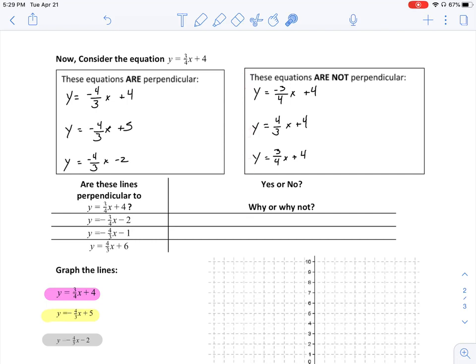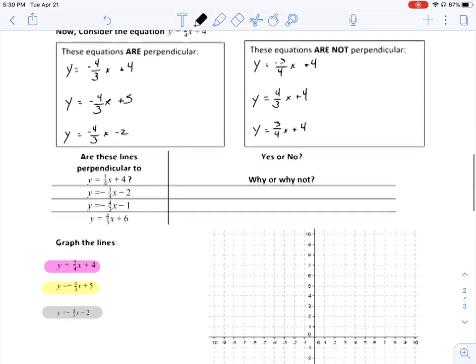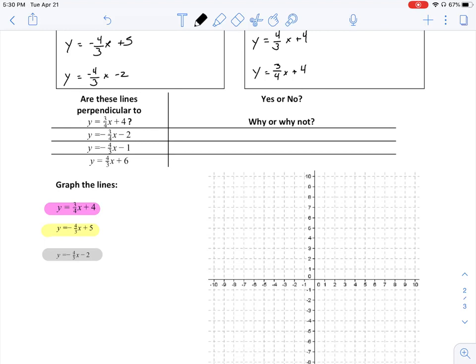These are not. So take a look at the slopes as we compare them to our initial equation here. Negative 3 over 4, 4 over 3, and 3 over 4. These three lines are not perpendicular, whereas these three are. So if we notice something about these slopes compared to the original line, we notice something. And we'll mention that a little bit later. But let's go through and determine the same qualities of these lines.